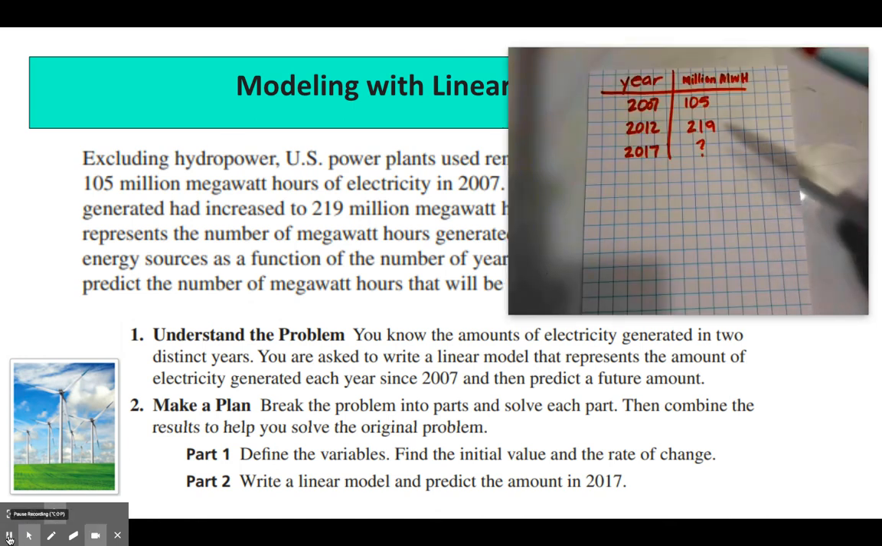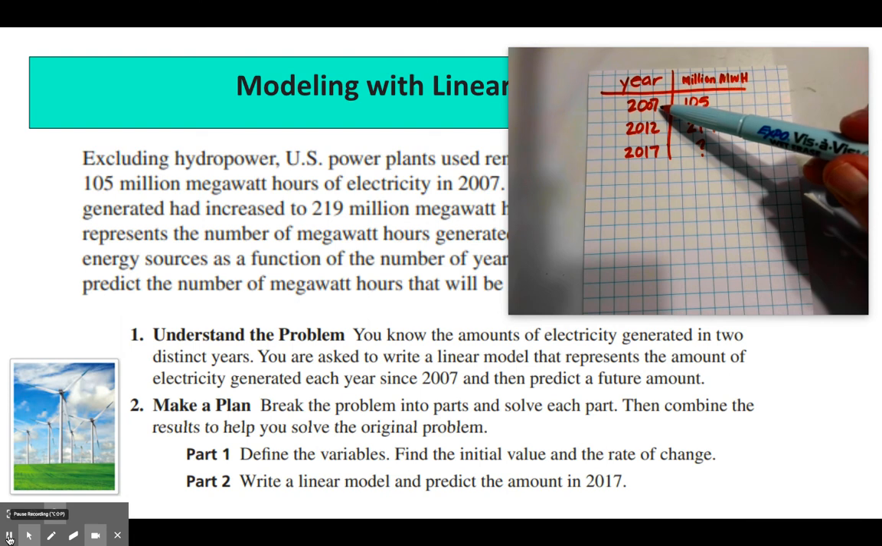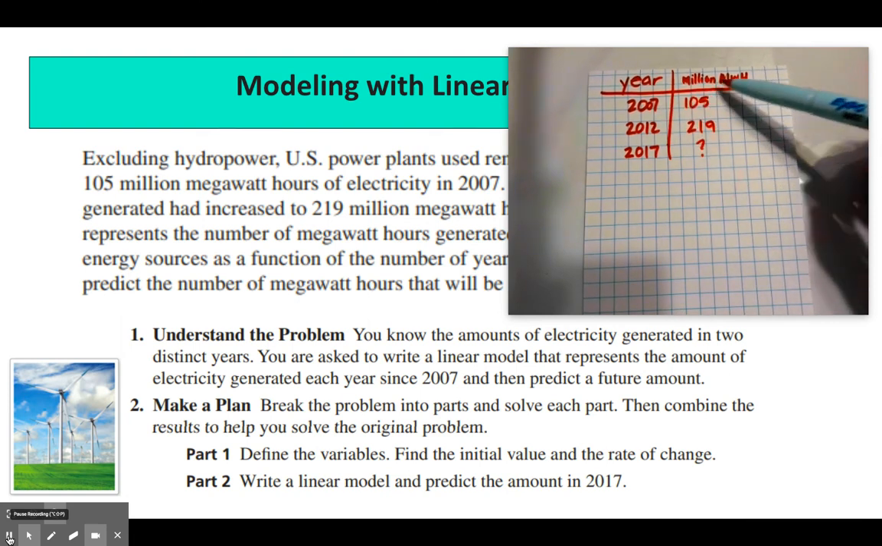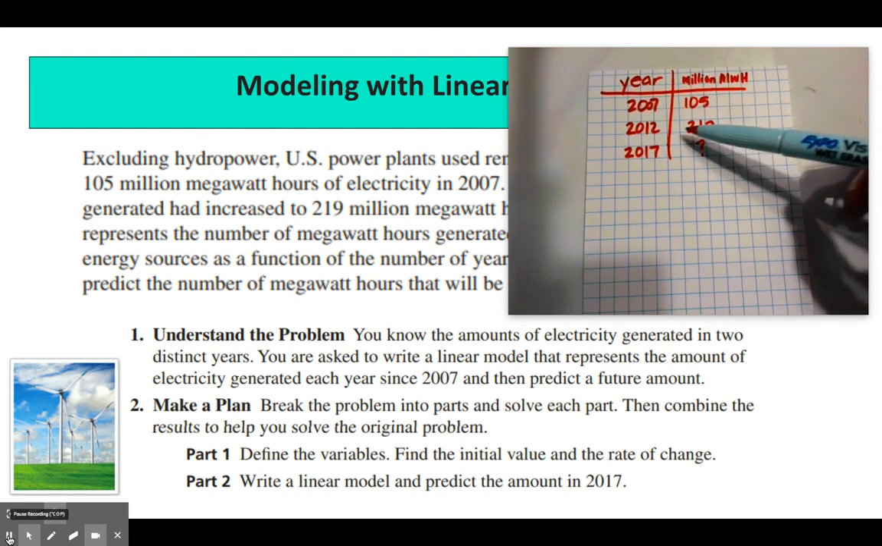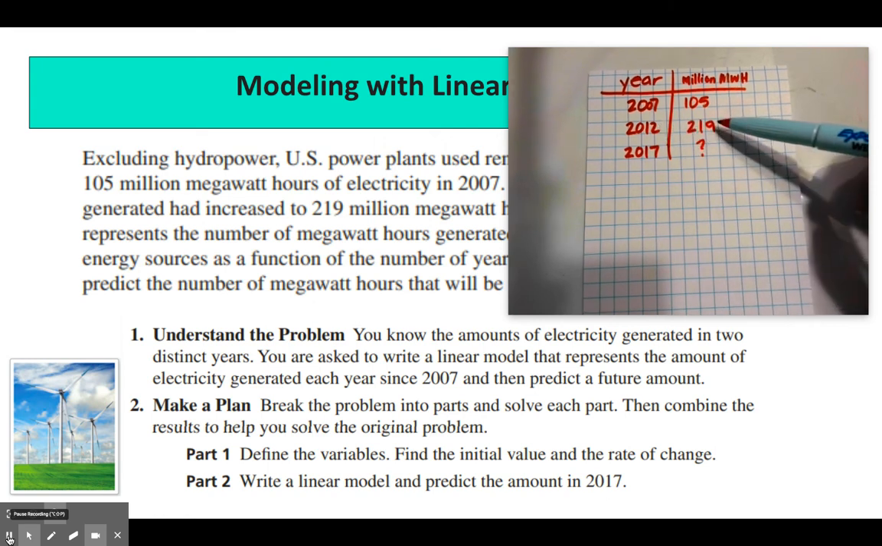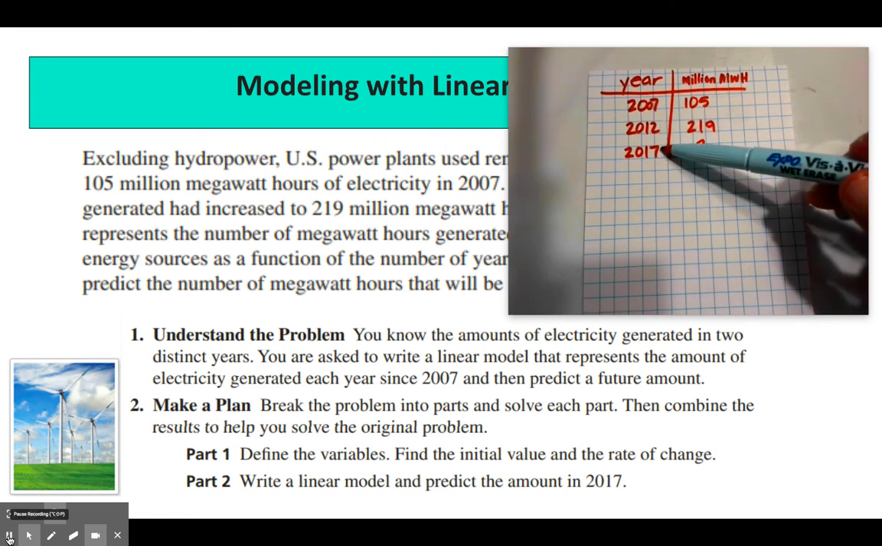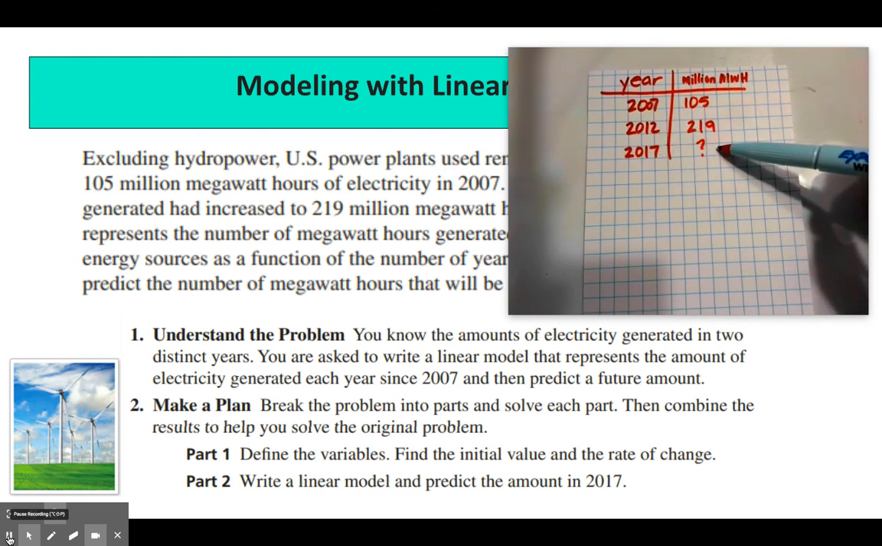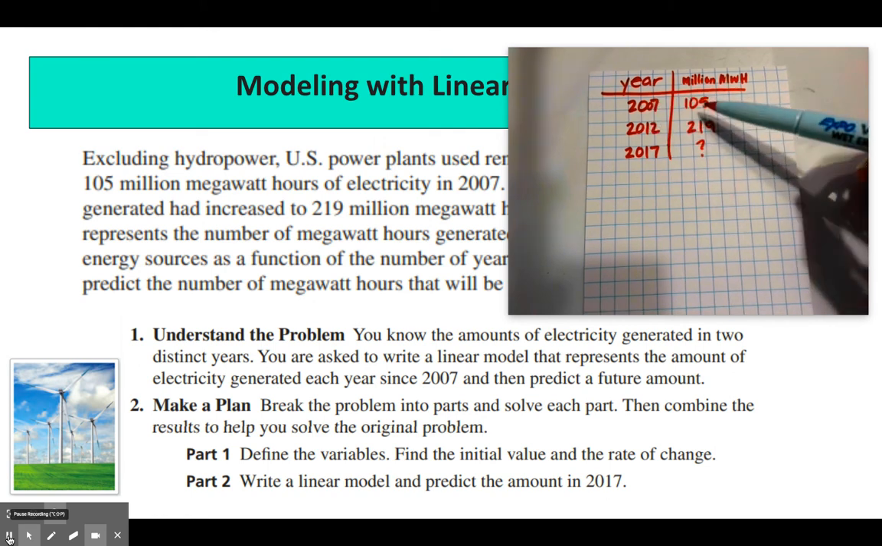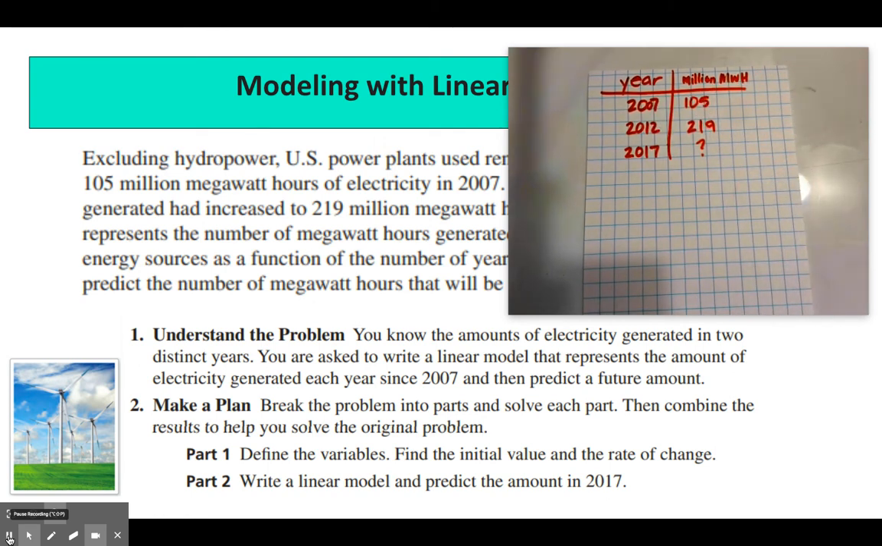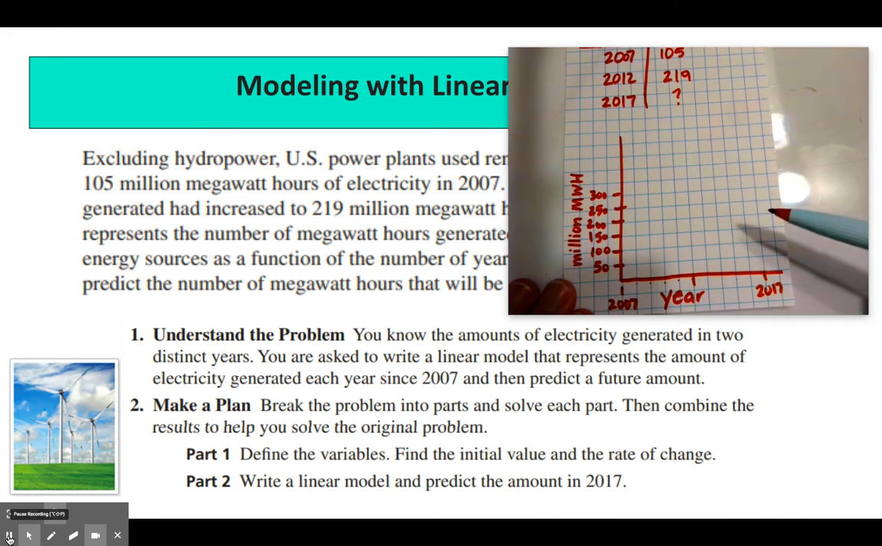So if we look at our data, we know how much was produced in 2007, 105 million megawatt hours. That is a lot of power. And 5 years later, they had 219 million megawatt hours. Now we're asking, 5 years from that point, how much power would we estimate would be generated? So we're going to derive an equation from our line. And you see that we have our x value and our y value if we were to graph this. So let's make sense of this problem.